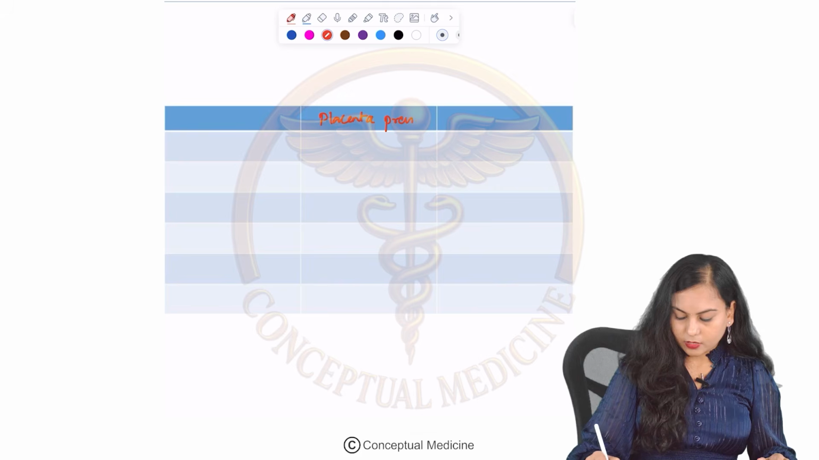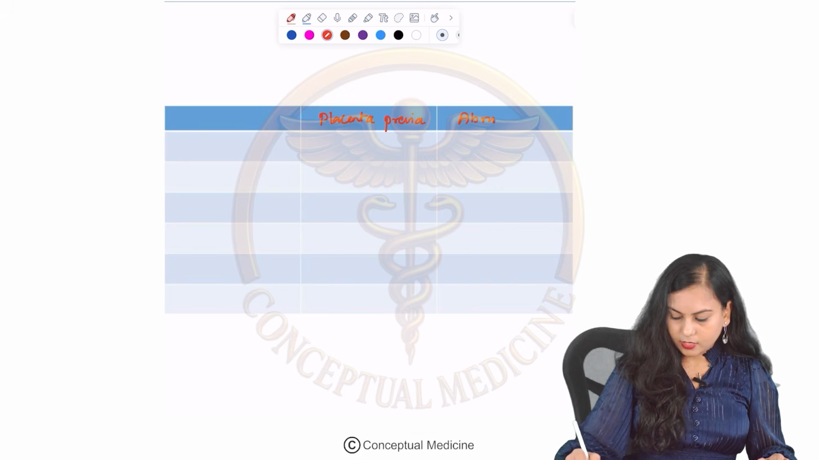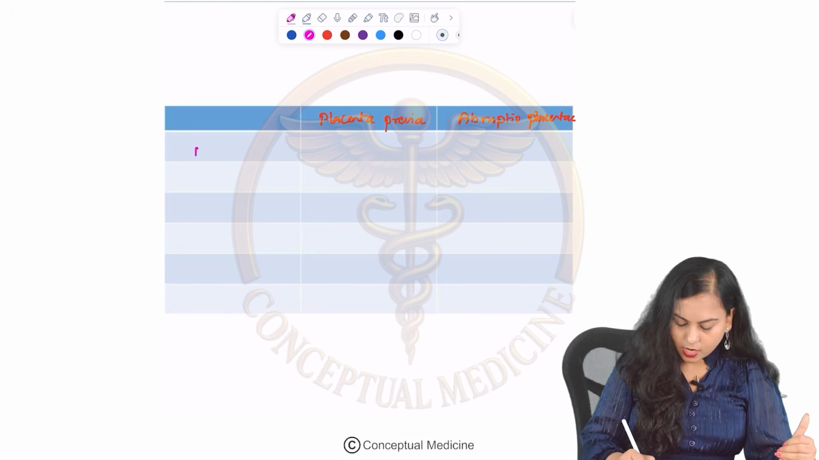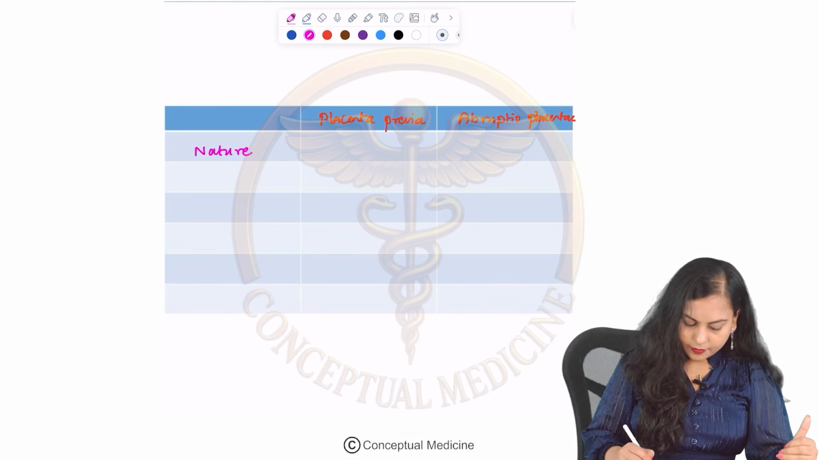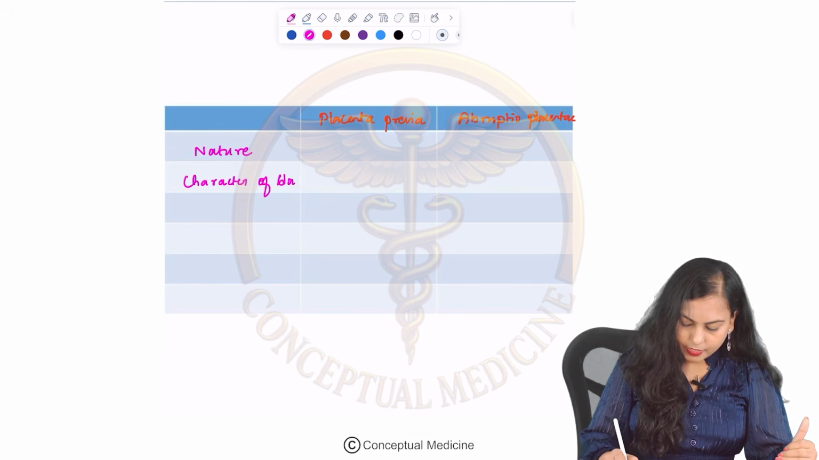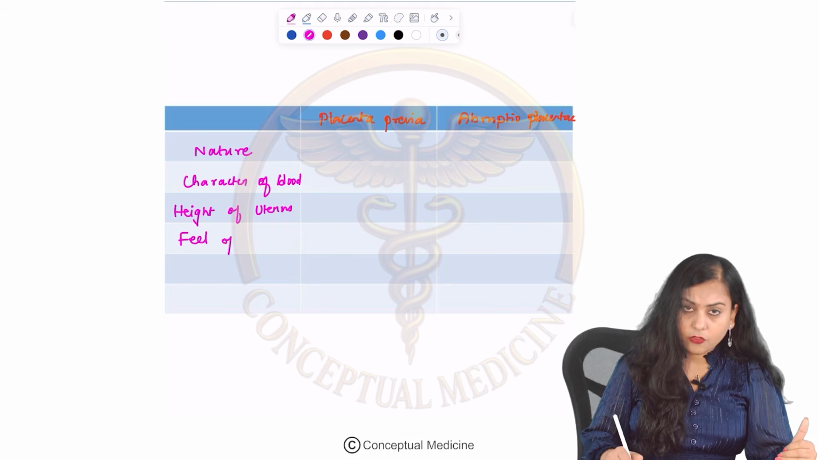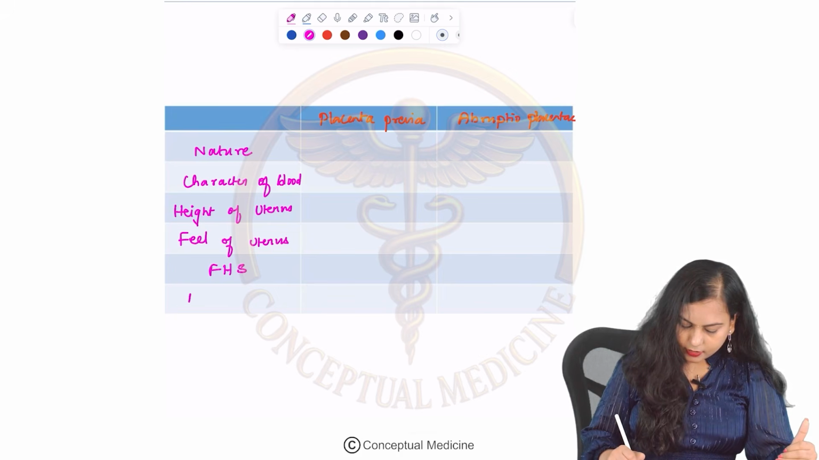So, placenta previa and abruptio placentae. The points we are going to discuss are the nature of bleeding, the character of blood, the height of the uterus while you examine, the feel of the uterus, the fetal heart sound, and any other abnormalities or causes associated.